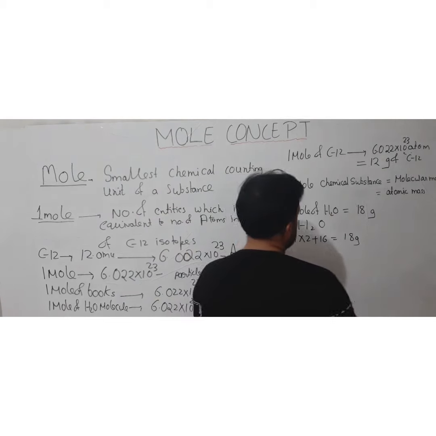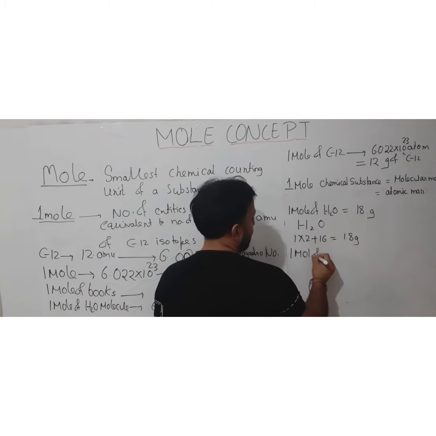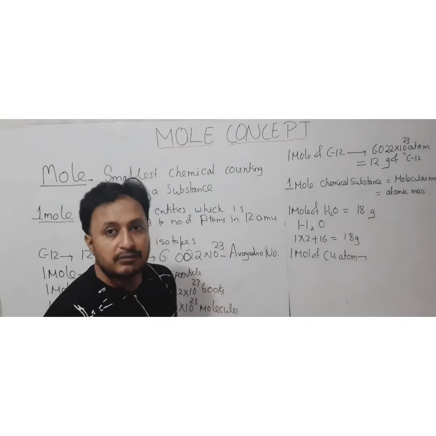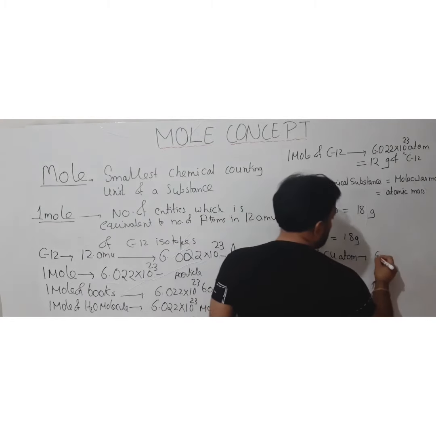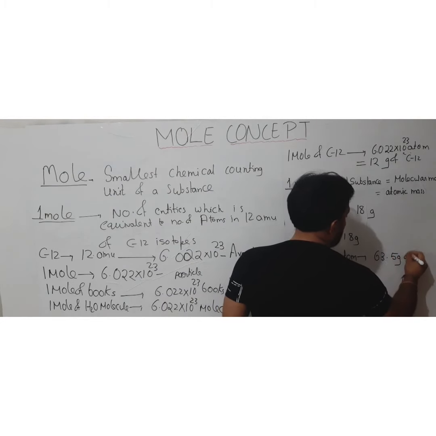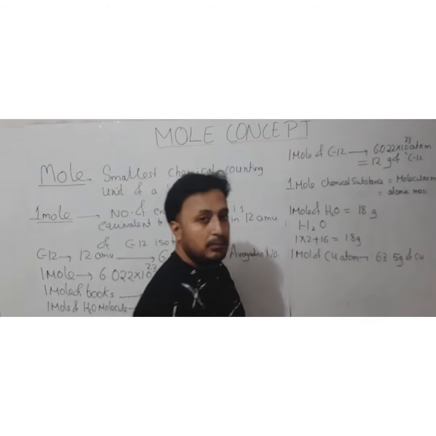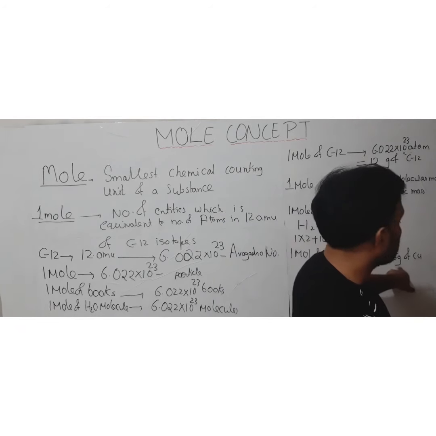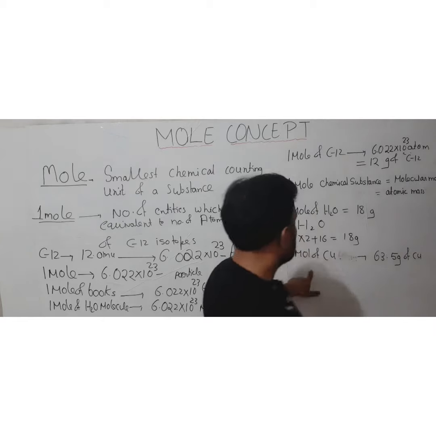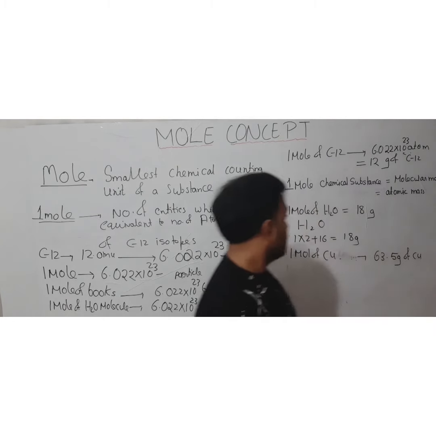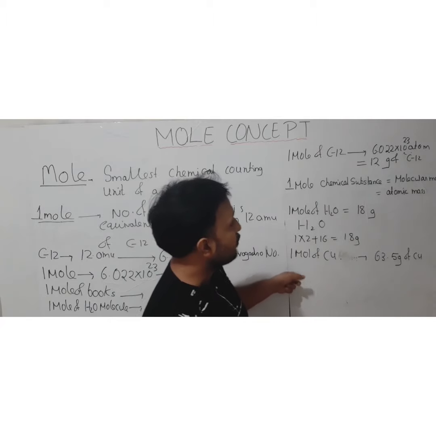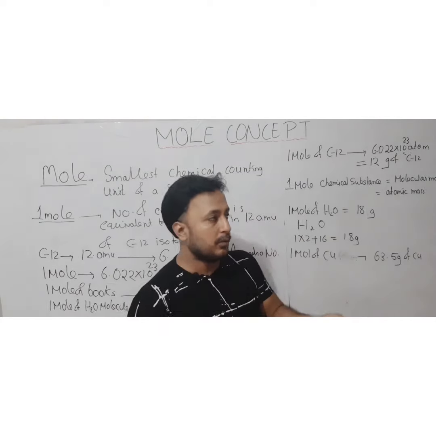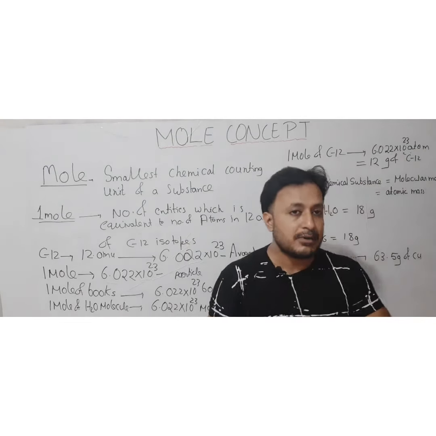Similarly, if I ask what is the mass of 1 mole of copper atom, then 1 mole of copper atom will be equivalent to 63.5 gram of copper, because the copper atomic mass is 63.5. So 1 mole of copper will be equivalent to this much gram. That is how the 1 mole is related to the molecular mass, atomic mass, and the number of atoms or molecules present in 1 mole of any chemical substance.